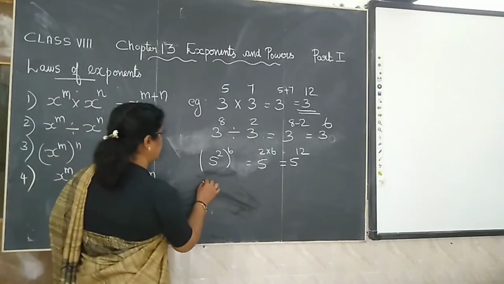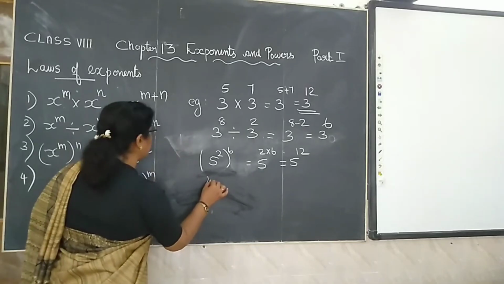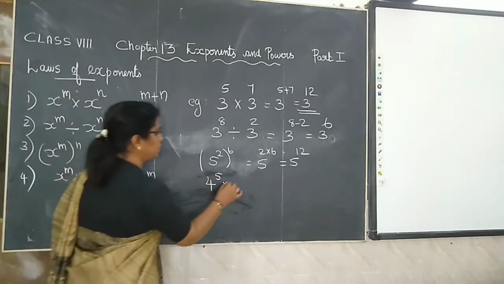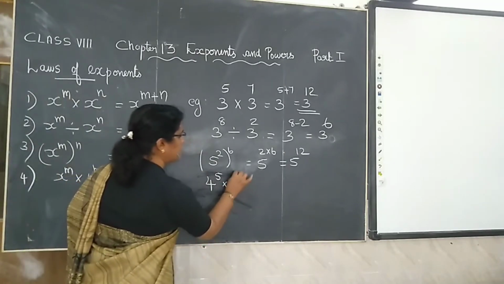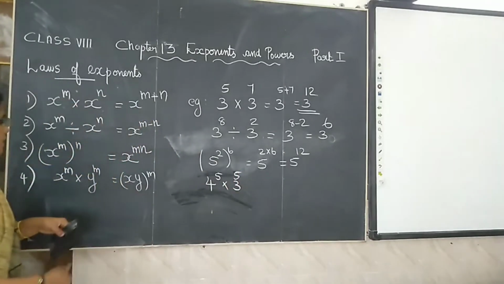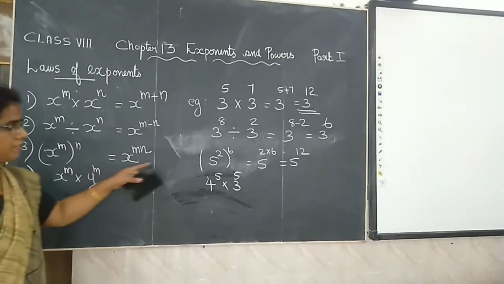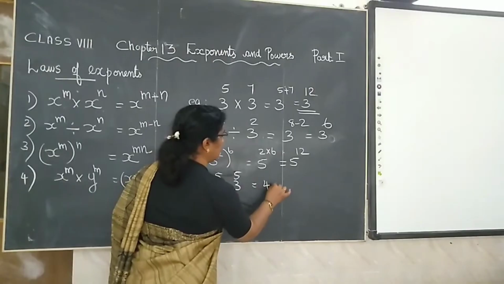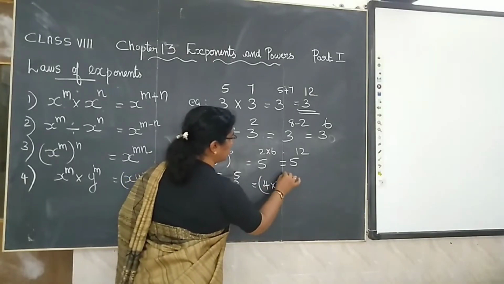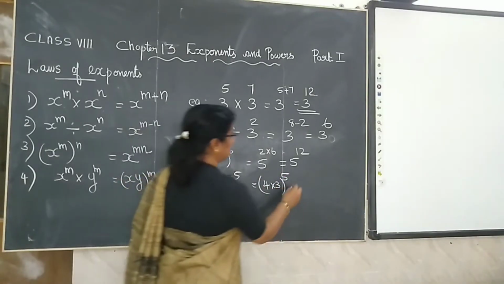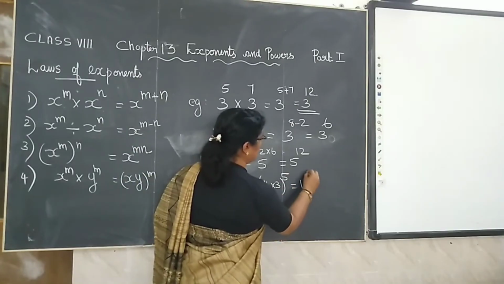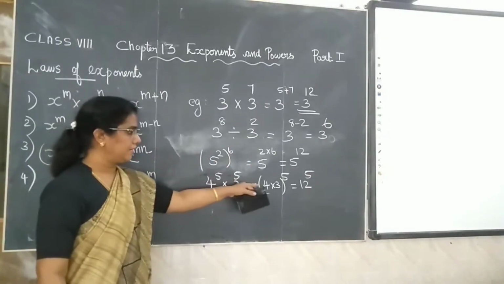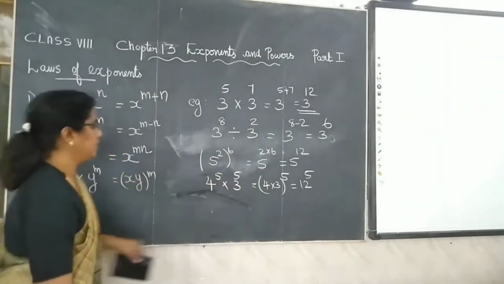That is 4 raised to 5 multiplied by 3 raised to 5. Here the power in both the cases is the same, so we can write it as 4 multiplied by 3 whole raised to 5, and that is equal to 12 raised to 5. So if the power is the same, we can write it as a common power.